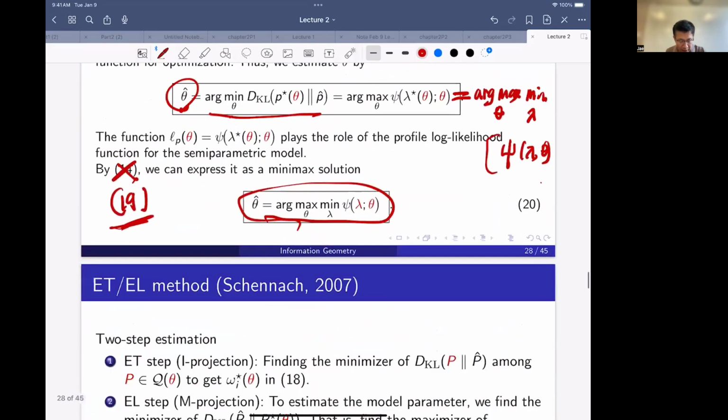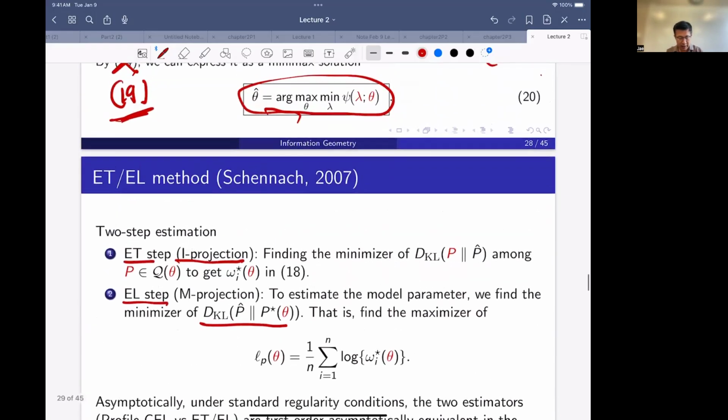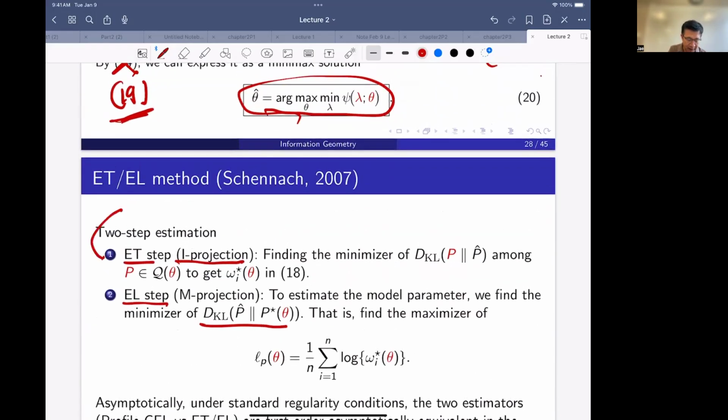Okay, that's one way. There's another way, something called the ET-EL method. ET is the same thing, E projection. And EL is used, so the difference is this step is the same, okay? So this is more like a modeling step. You model omega. You determine the functional form of omega star as a function of lambda.